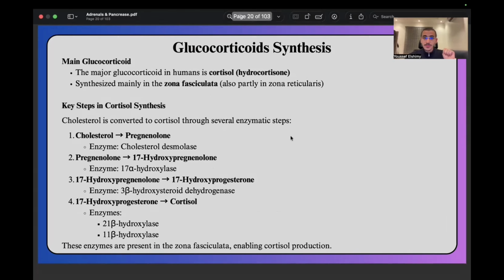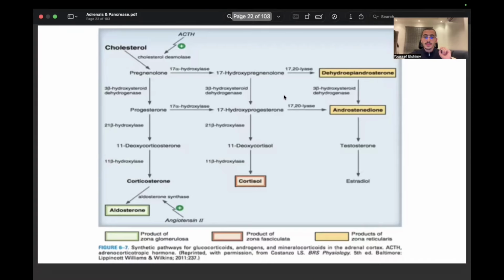Okay, let's talk about glucocorticoid synthesis. The main glucocorticoid in our body is cortisol, also called hydrocortisone. We said that it is mainly synthesized in the zona fasciculata. Some of it is synthesized in the zona reticularis. I want to go to the diagram and follow how cortisol is produced. First, we have cholesterol converted to pregnenolone under the action of cholesterol desmolase, or the SCC enzyme, and this is under the influence of ACTH.